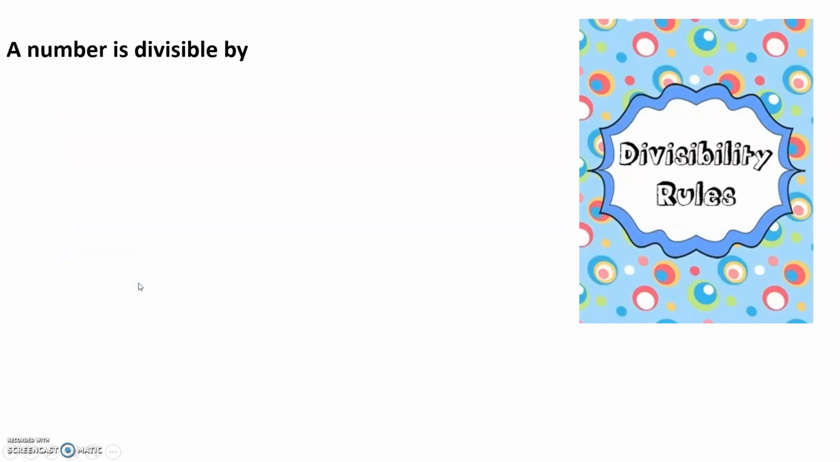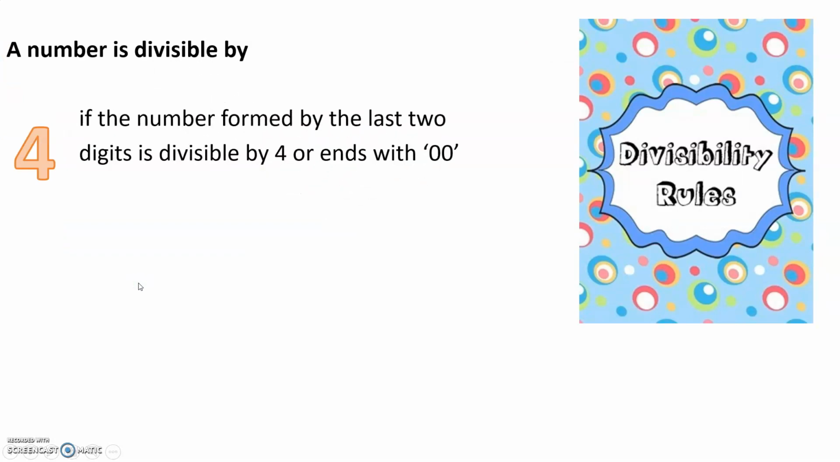Next one. A number is divisible by 4 if the number formed by the last two digits is divisible by 4, or if it ends with 00. Example, see here 216, the last two digits are 16. Yes, it comes in the table of 4. 4 fours are 16. In the same way, 216 is divisible by 4. Then 800, the last two digits are 00. So again it is divisible. That means 800 is also divisible by 4.